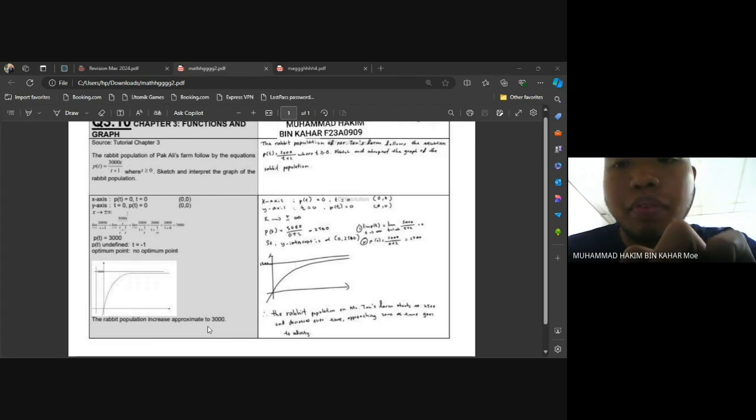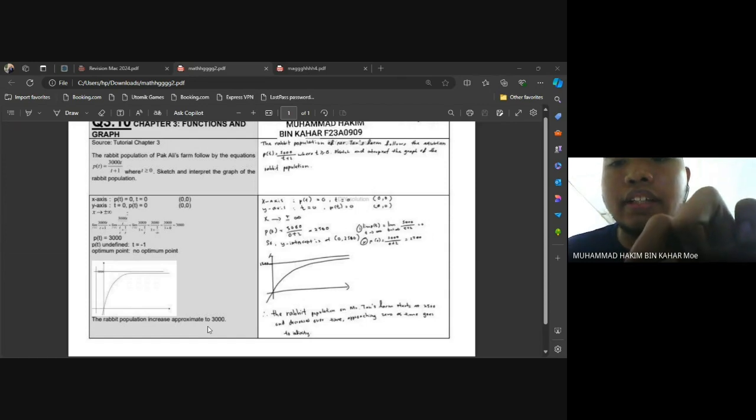Okay, the limit as t approaches infinity of 3000 over t plus 1 equals the limit of 3000 over 1 plus t, which gives 3000 over 1 plus 0, and the answer is 3000. P of t is undefined at t equals negative 1. Optimum point: no optimum point.